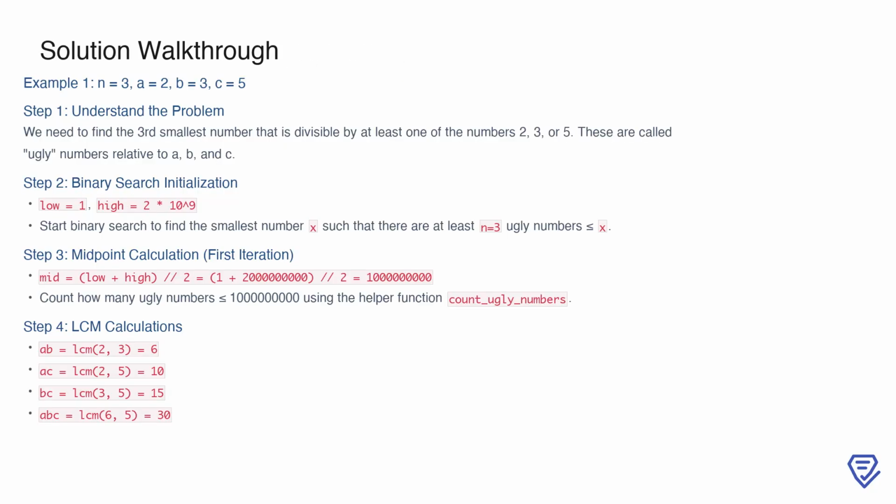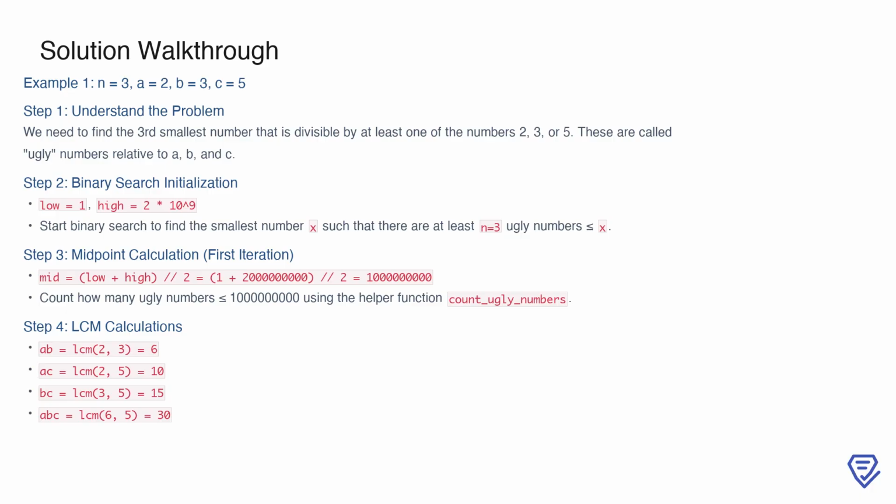To solve this problem, we start by understanding the goal. We need to find the third smallest number that is divisible by at least one of the numbers 2, 3, or 5. These numbers are referred to as ugly numbers relative to the given values of A, B, and C. To efficiently determine this number, we use a binary search approach. First, we initialize our search range with low set to 1 and high set to 2 billion, which is a large enough upper limit to guarantee we cover the required range.